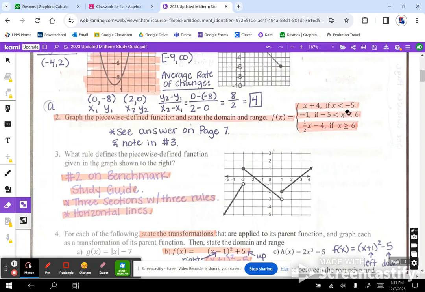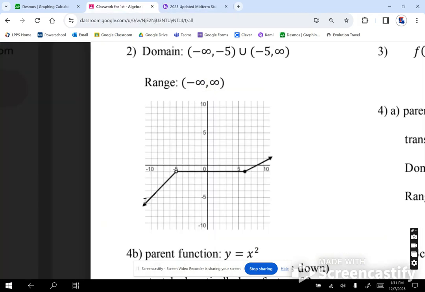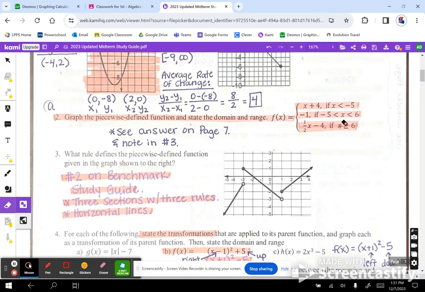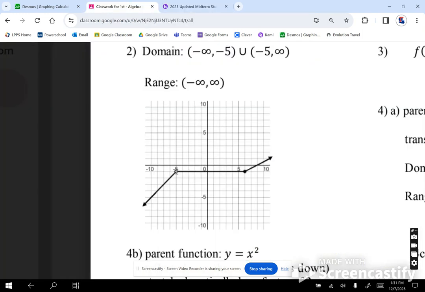So you see how I have 3 rules? In this graph, I have 3 sections. Section 1, Section 2, Section 3. So because I have 3 sections of my graph, I'm going to have 3 separate rules, okay? That's one point that would help you identify your answer on your midterm. The second point, see how I have a negative 1 here? Negative 1 between negative 5 and 6. Well, if you look at your graph, my graph is a straight horizontal line at y is negative 1 between the x values of negative 5 and 6.